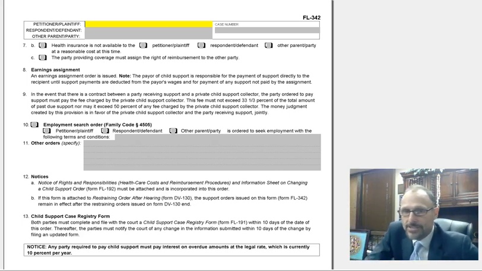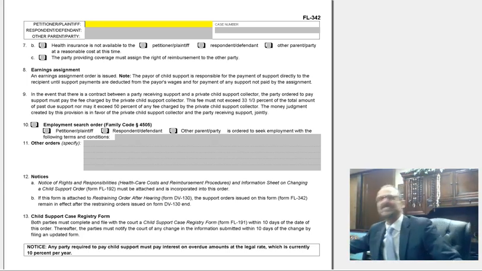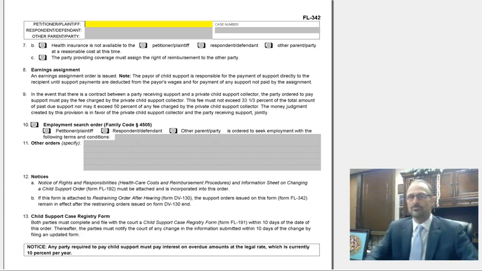Basically, 2 of these notices say that there are other forms that you need to attach. Anytime there's a child support order, you need to attach the FL-192. It's an information sheet. It's just information. There's no boxes or anything to check. I have a form on that, and we'll show you how to have it attached.